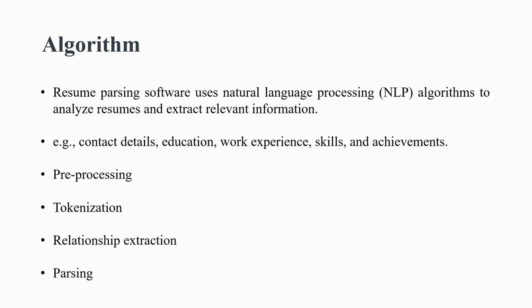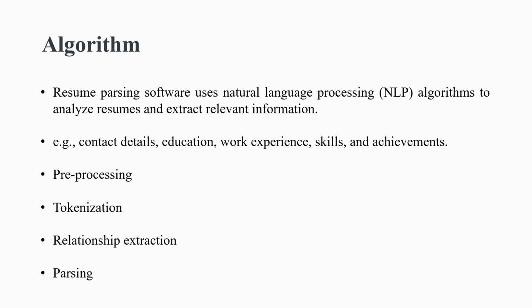Preprocessing: the first step is to preprocess the resume text to remove any formatting or non-textual elements. This can involve converting the resume to plain text and removing headers, footers, and images. Tokenization: the next step is to tokenize the resume text into individual words or phrases. This involves breaking the text into smaller units that can be analyzed.